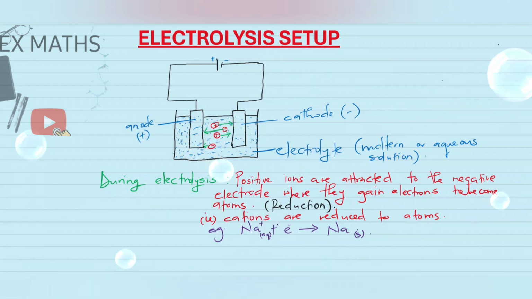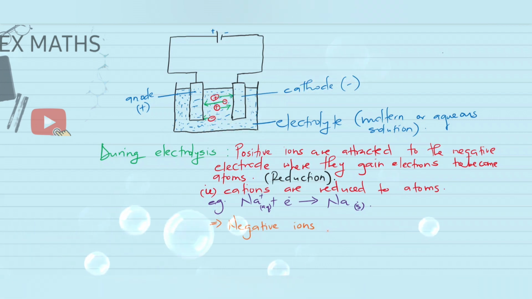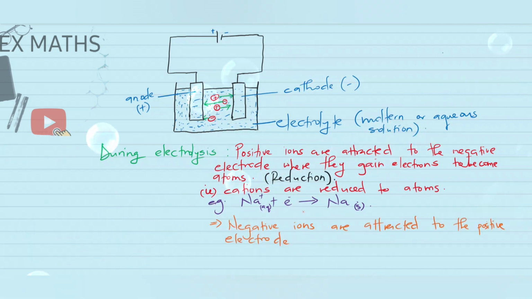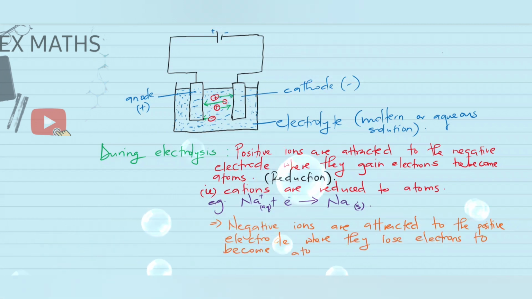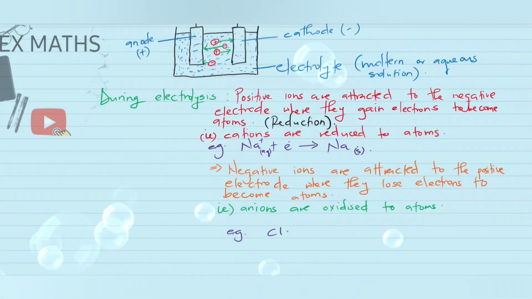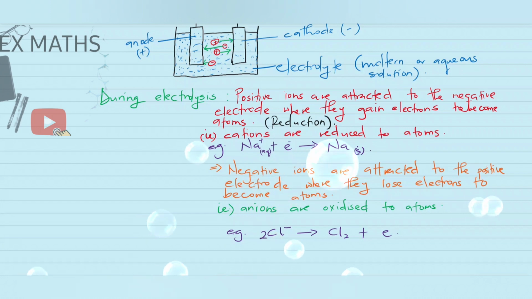Let's see what happens to negative ions. Negative ions are attracted to the positive electrode, where they lose electrons to become atoms. So this means the anions are oxidized to atoms. For example, chloride ions are going to lose electrons to form chlorine molecules, but we have to balance the equation. So we need 2 chloride ions, then this side we need 2 electrons. Chloride ions are in aqueous state, then chlorine is in gaseous state. So the process that takes place here is the oxidation.